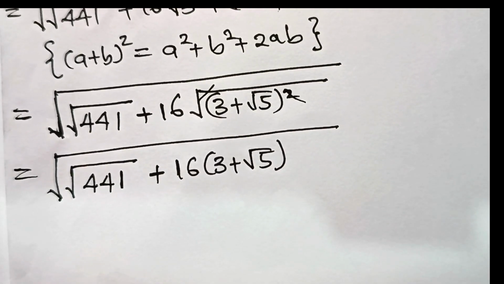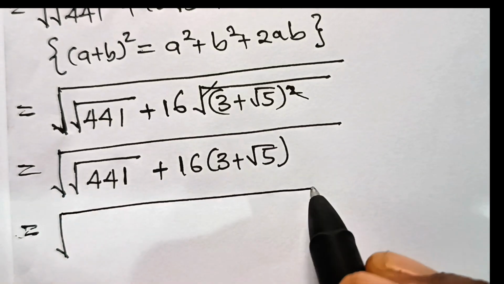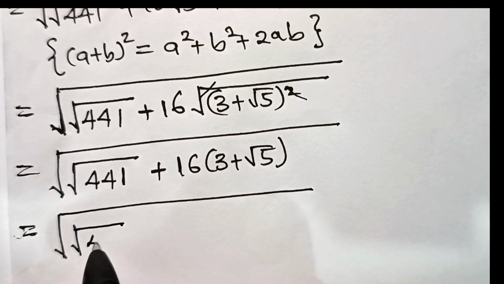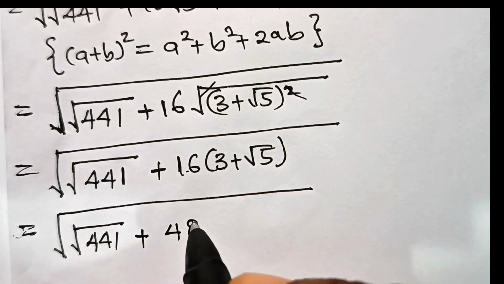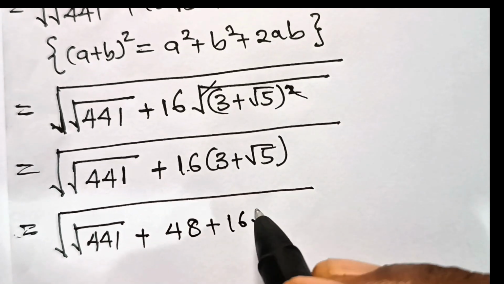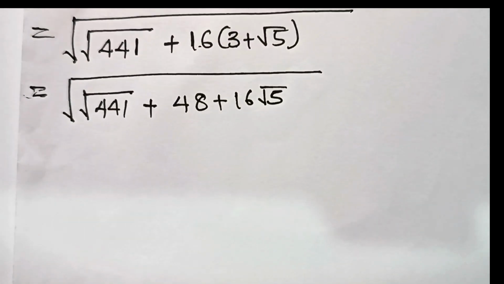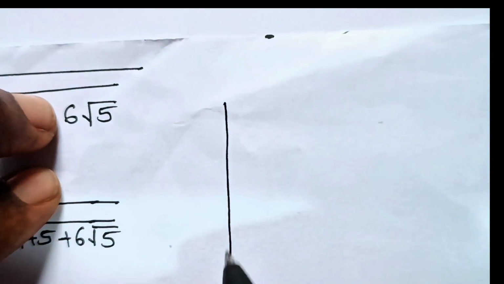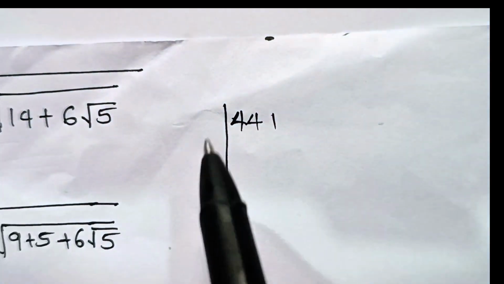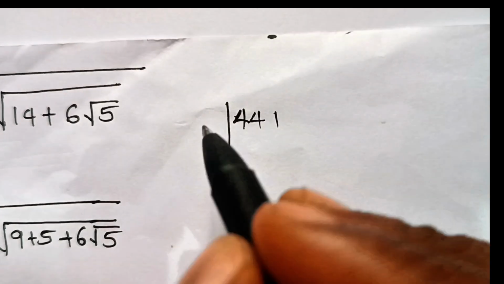So we can write this to be equal to the square root of 441 plus 16 times 3 is 48 plus 16 root 5, sorry. Now it's time for us to simplify root 441. For root 441, this is the easiest way to simplify a surd. Draw your line, write the number. Look out for the smallest number that can divide this. Now the smallest number that can divide this is 3.